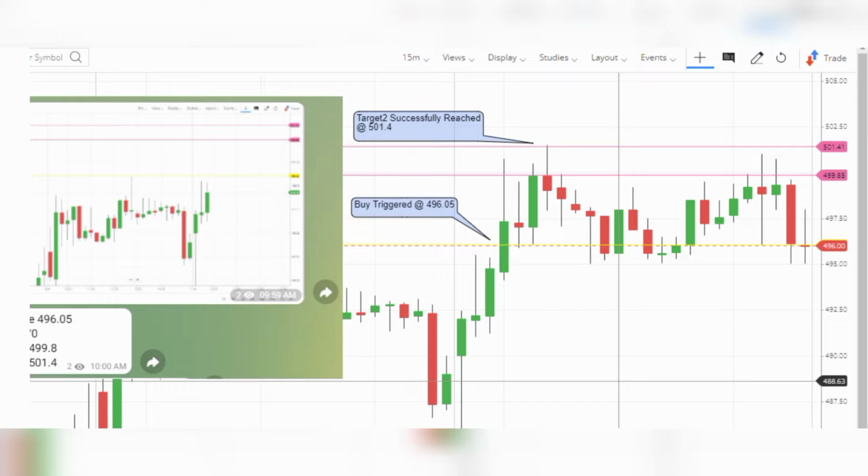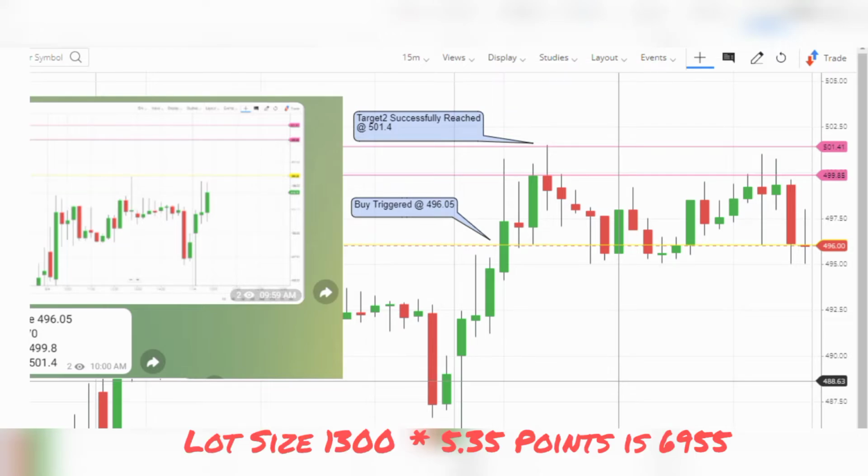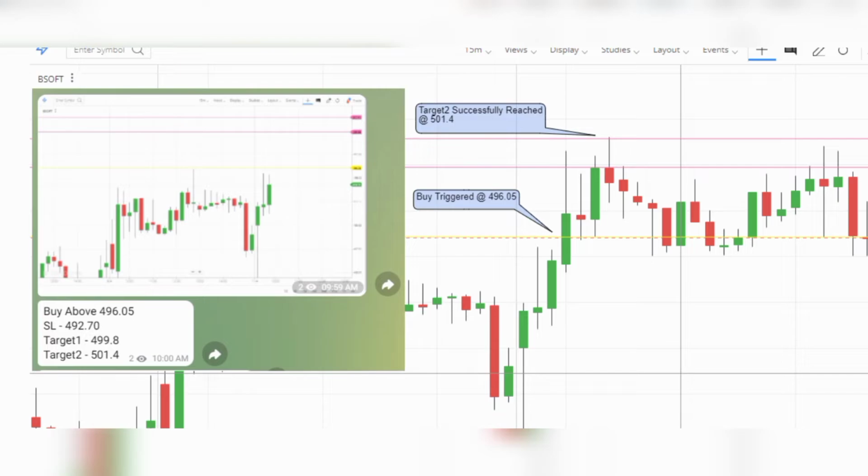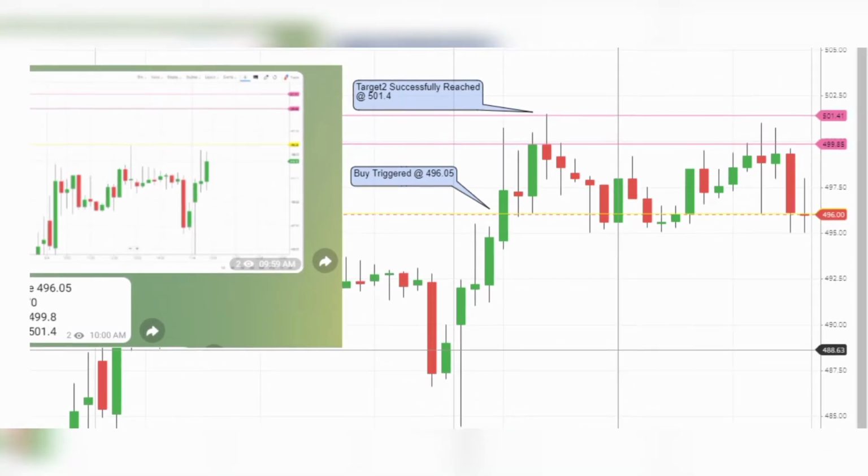So see guys, within 4 candles, which means 1 hour, we have achieved the target from 496.05 to 501.4. Okay, so this is how our prediction should be. And you see the stop loss was marked at 492.7, and 492.7 was never touched once it got triggered.